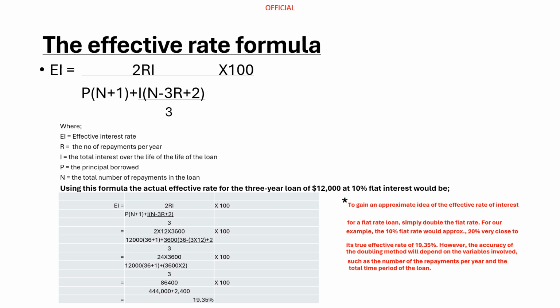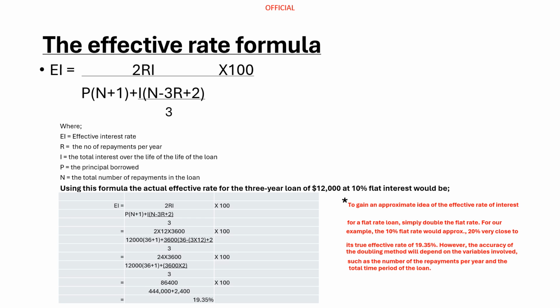So you can use this formula to calculate the effective rate you're actually paying under the flat rate. In this scenario, if you take the $12,000 loan at a 10% flat rate, you will end up paying 19.35% in the real practical world.